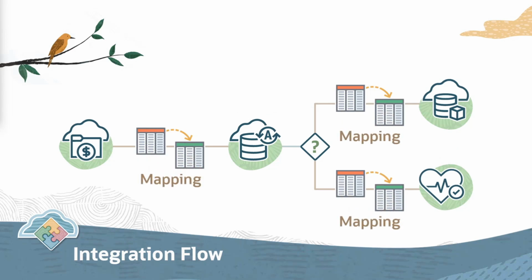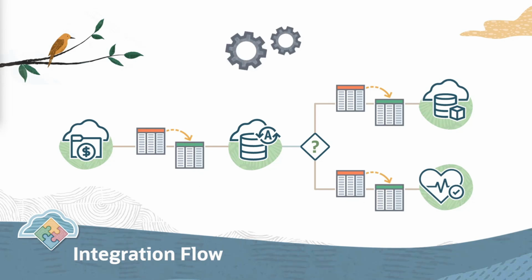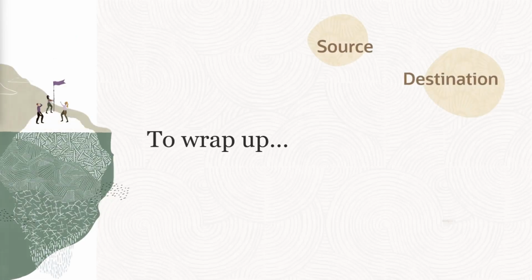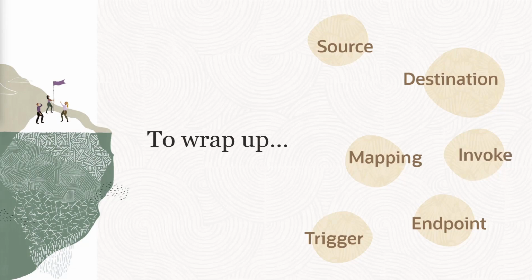As we'll learn later on, there's a lot of other actions we can take between invocations, but we'll save those for later lessons. So in the meantime, you should understand these basic terms: source, destination, endpoint, data mapping, trigger, and invoke, as they'll be used rather extensively throughout our training.